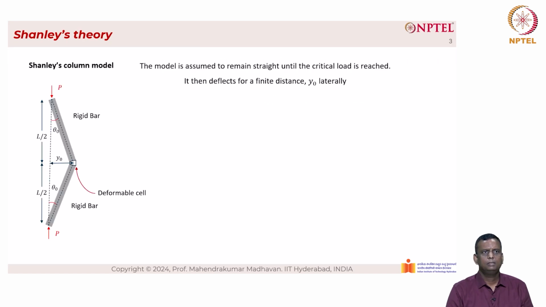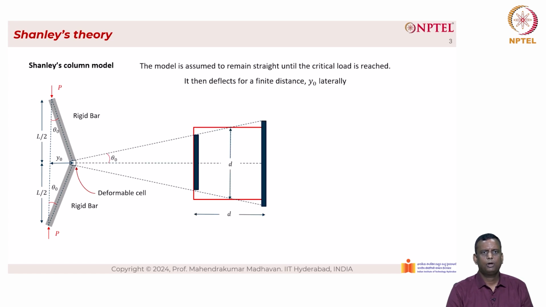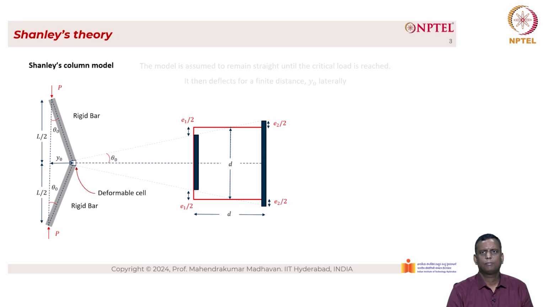Shanley's column model. The picture on the left-hand side shows two rigid bars with a deformable cell at the center. It is loaded axially by load P and the length of the column is L. The model is assumed to remain straight until the critical load is reached. It then deflects a finite distance y0 laterally. A close-up view of the deformable cell is shown here. You can see on the left-hand side, which is the concave side, it is compressed by E1. On the right-hand side, which is the convex side, it is elongated by E2.